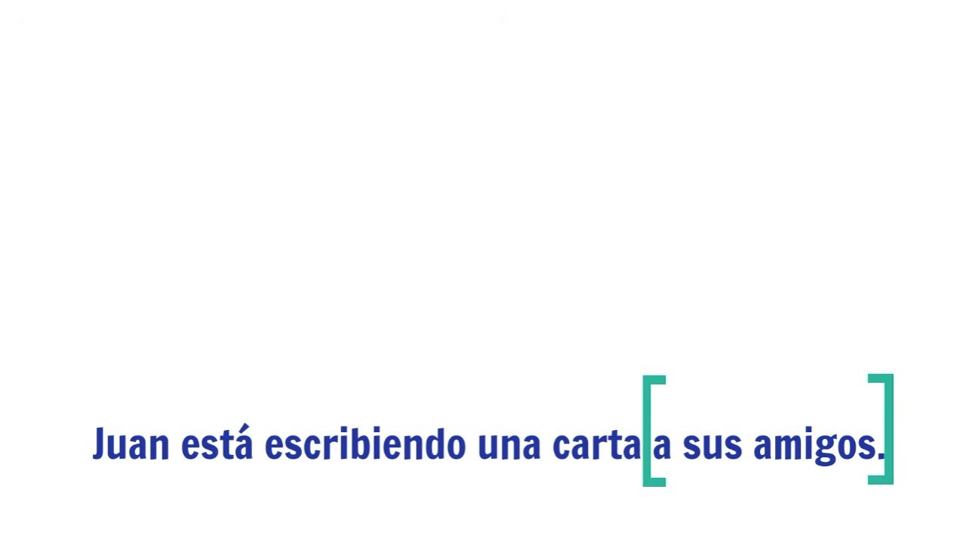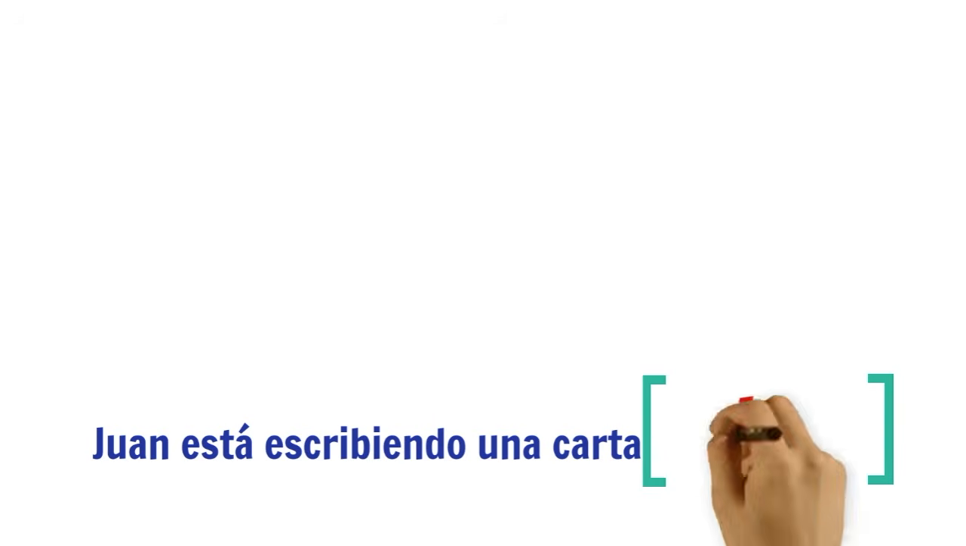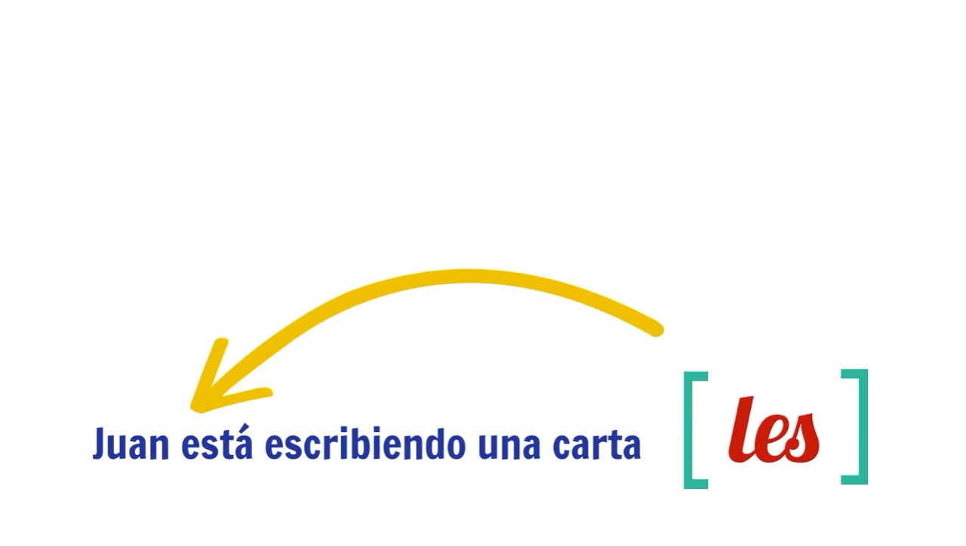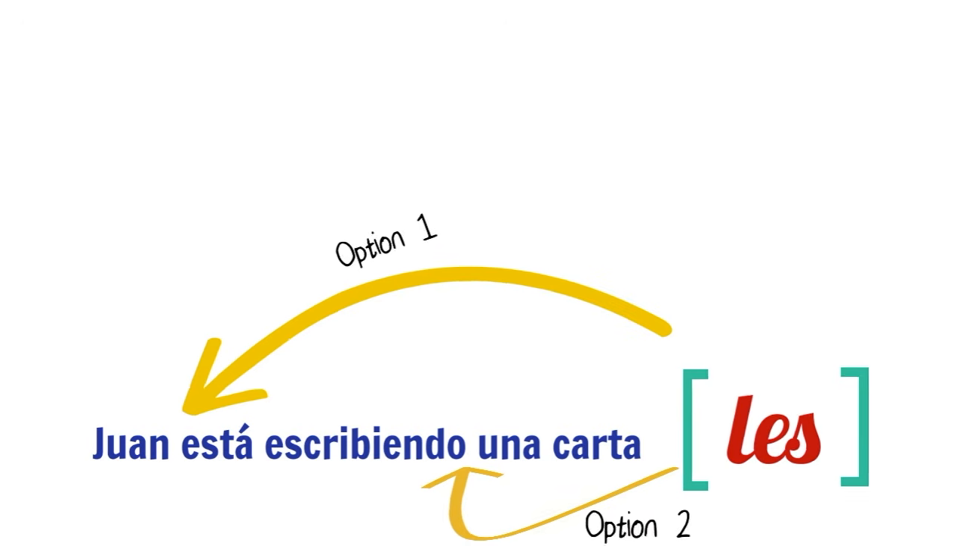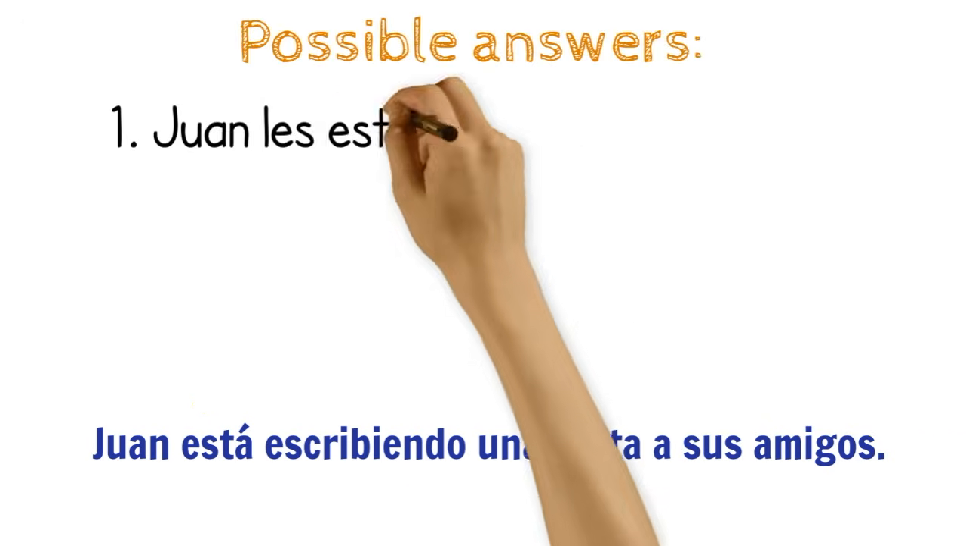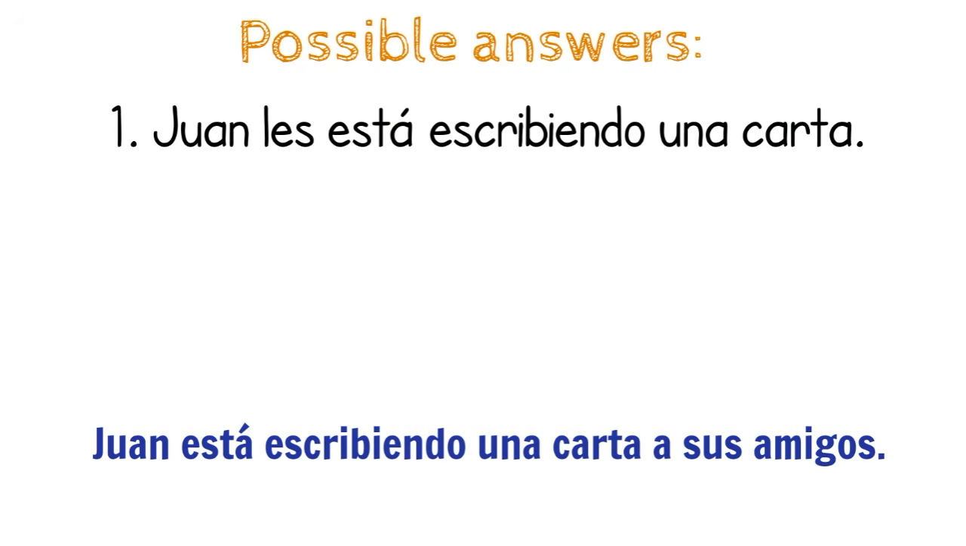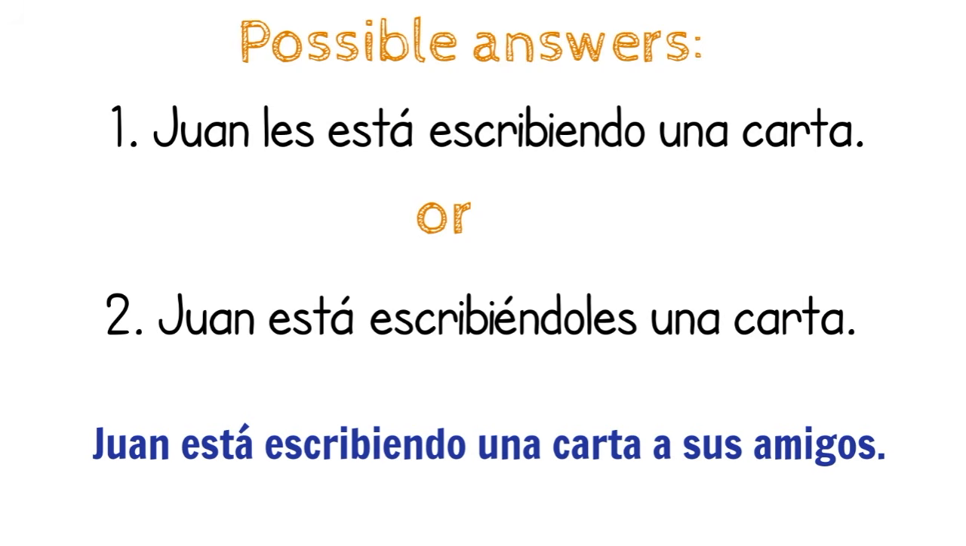A sus amigos becomes les, which can then be moved before the conjugated verb, está, or attached to the present participle, escribiéndoles. So the two possible answers here are Juan les está escribiendo una carta or Juan está escribiéndoles una carta. Notice that if we take the second option, we add an accent to the second E in order to preserve the original pronunciation. Again, these both mean the same thing. One is writing a card to them, or one is writing them a card.